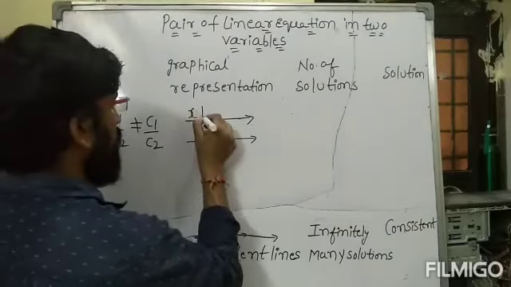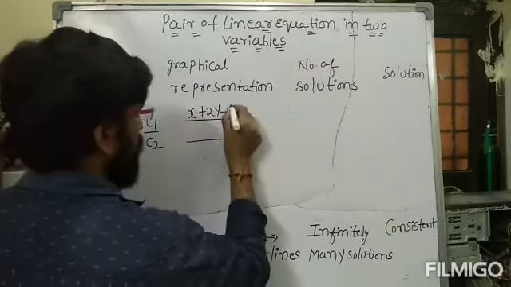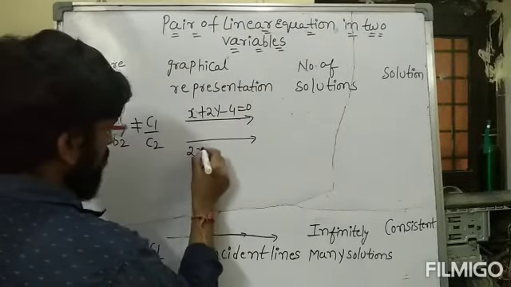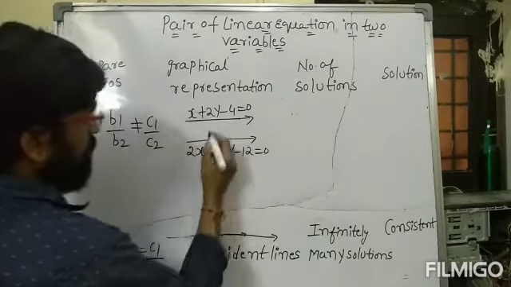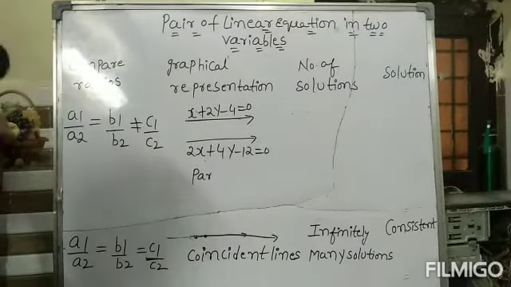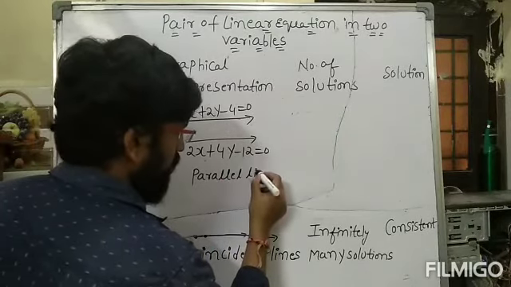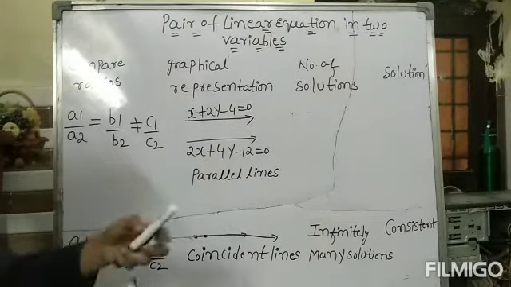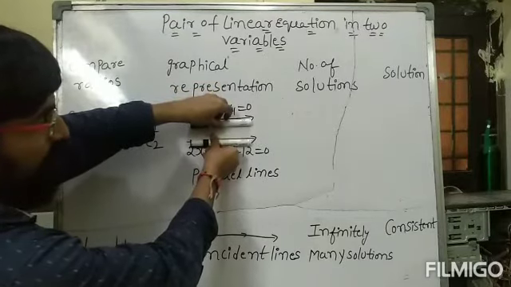Example, x plus 2y minus 4 is this line. 2x plus 4y minus 2 is this line. So they are parallel lines. They will not coincide. Parallel lines are like this.